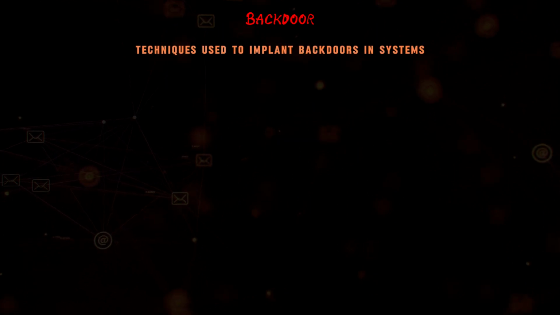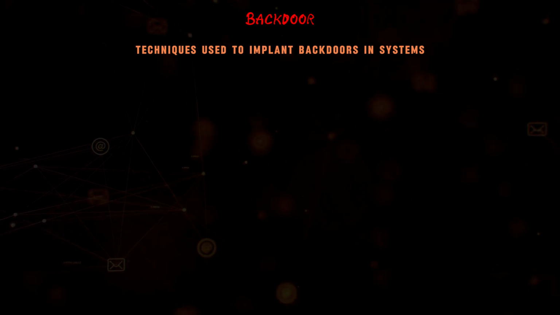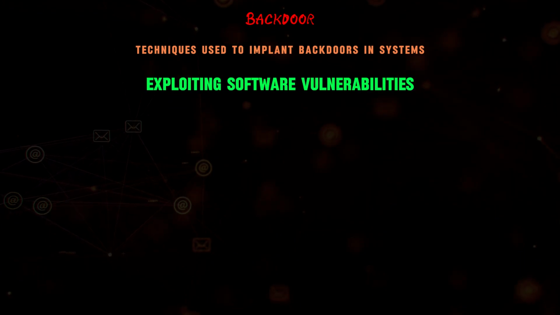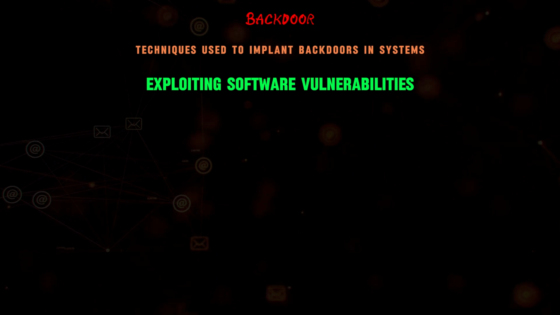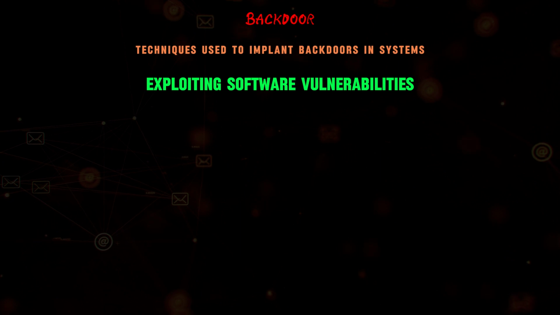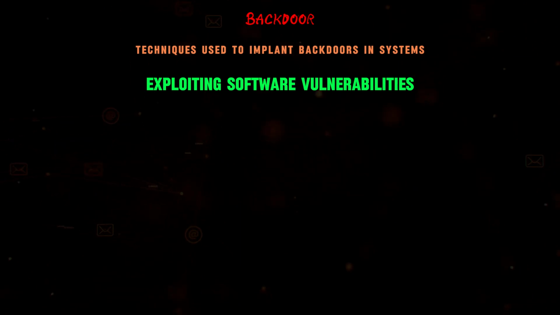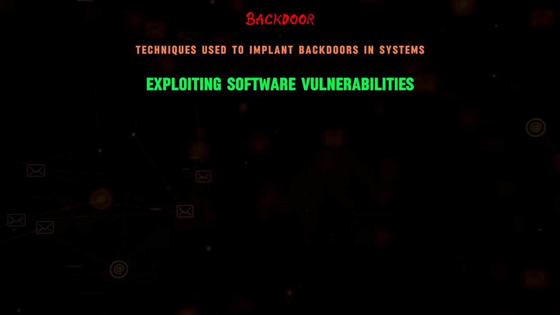Various techniques are used to implant backdoors in systems. Cybercriminals employ many techniques to implant backdoors in systems, often exploiting vulnerabilities in software, operating systems, or network configurations. Some common methods include exploiting software vulnerabilities. Hackers actively search for vulnerabilities in software and use them to gain access to a system. This underscores the importance of timely software updates and patches.